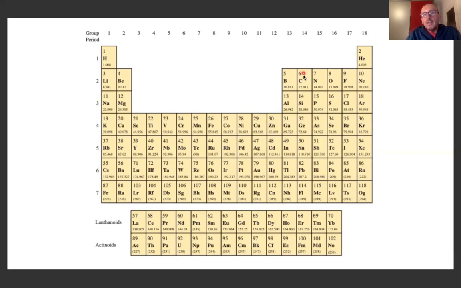All the elements in this column have an electronic configuration that is 2p squared for the valence electrons, the highest occupied electrons. So that gives them some sort of a common feature.